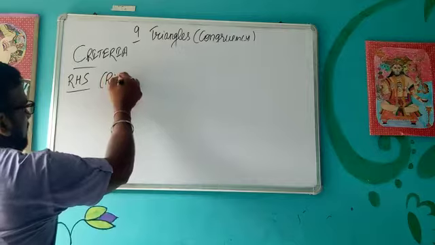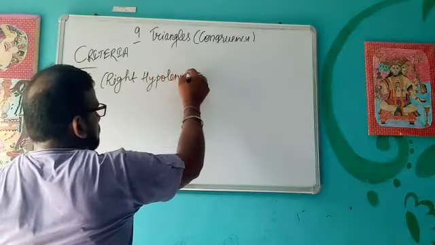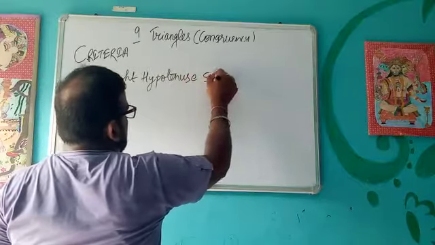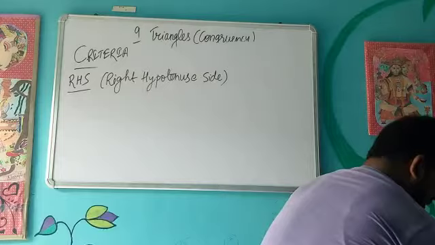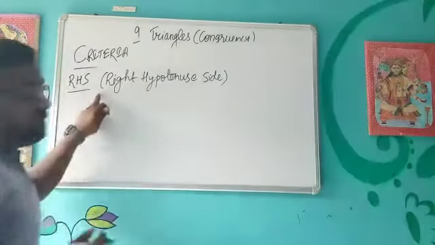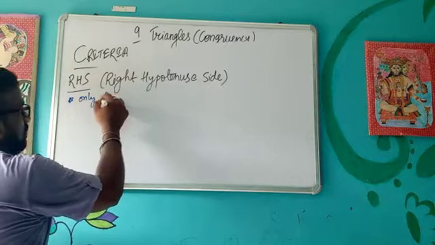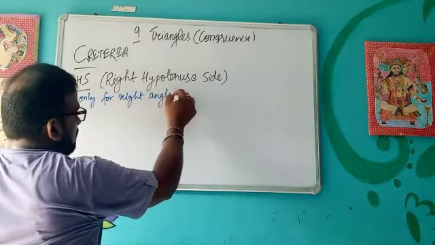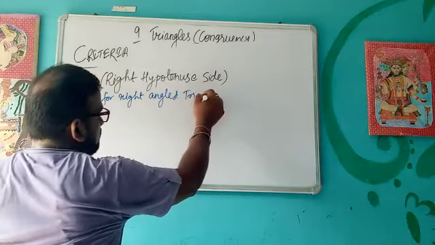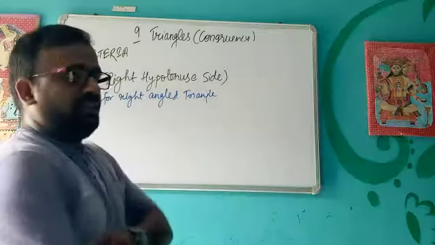and a very important one, it is right angle, hypotenuse, side. Okay, so what is important is that this criteria is only applicable for right angle triangle. Okay, only for right angled triangle. In none of the triangles which are not right angle triangle can you use this criteria.